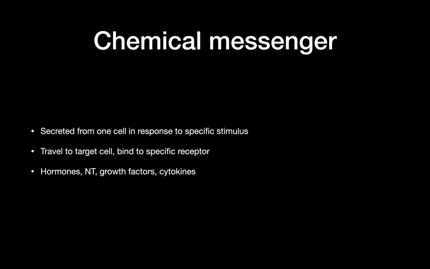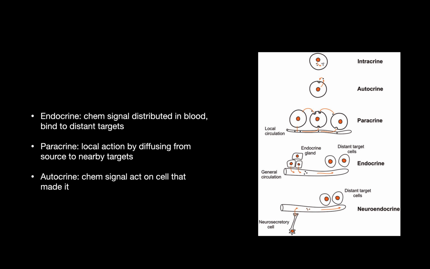Chemical messengers are secreted from one cell in response to a specific stimulus. They travel to target cells and they bind to specific receptors. These are the examples. So an endocrine signal is a chemical signal that will be distributed in the blood, and those bind to distant targets. Paracrine are a local action by diffusing from the source cell to nearby targets. And autocrine are chemical signals that act on the cell that made it.